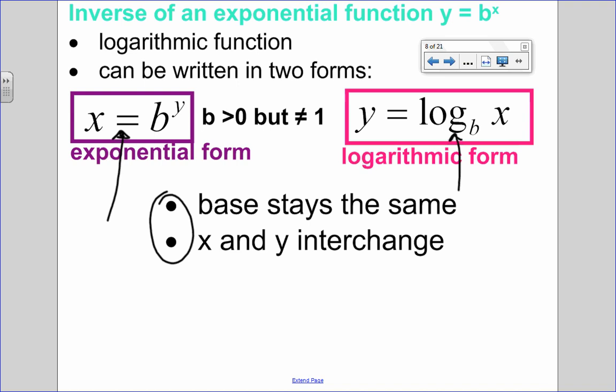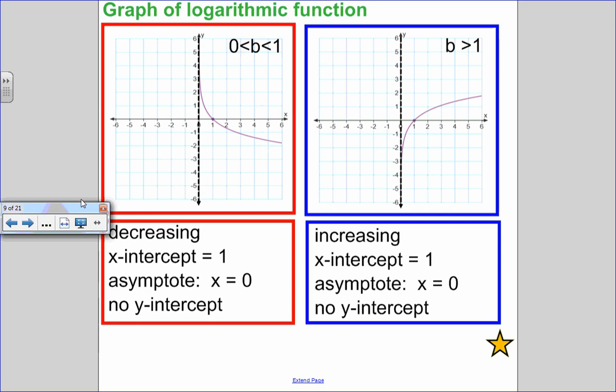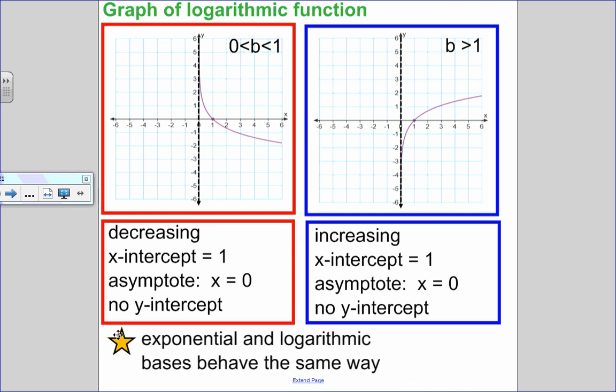So let's look at the graphs of log functions, very similar to what we did with exponential functions. Okay, so here's the two different types of log functions. Now the base is the same, so it behaves in the same way. Between 0 and 1, I have a decreasing graph. You can see as x gets bigger, y is getting smaller. If the base is greater than 1, I have an increasing graph. As x gets bigger, so does y. They all have an x-intercept at 1. They have an asymptote at x equal to 0, and they have no y-intercept. So exponential and logarithmic bases behave in the same way.